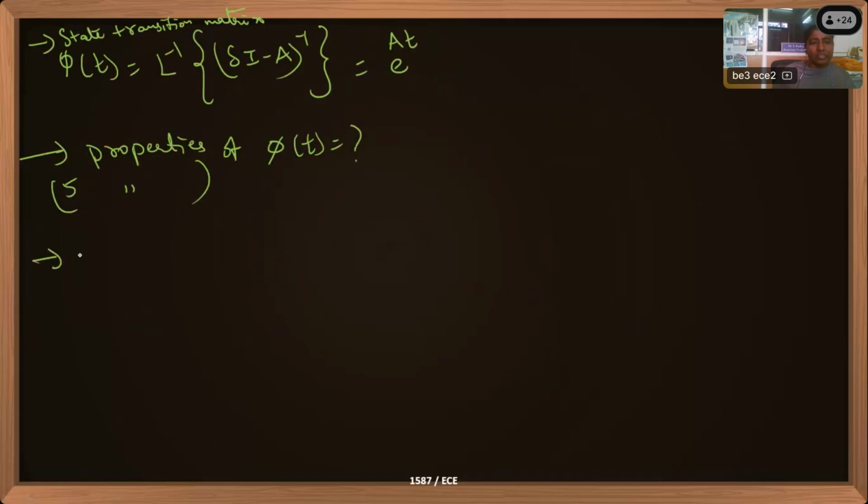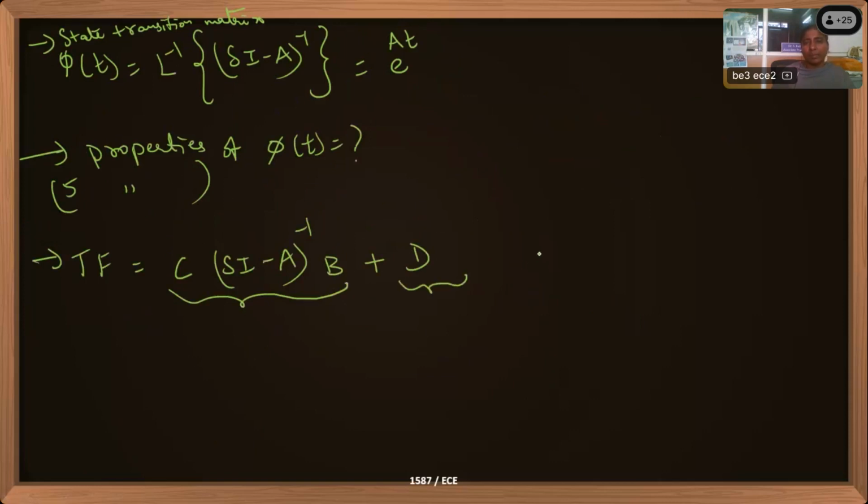Next is the transfer function formula. What is the formula? C into (sI minus A) whole inverse B plus D. This is the first term and this is the second term. The matrices A, B, C, D will be given, and based on that you have to operate. This is the transfer function in state variable analysis.